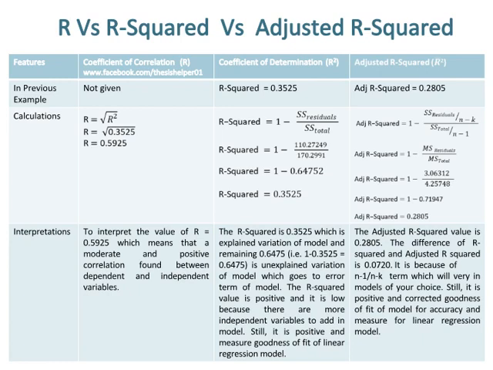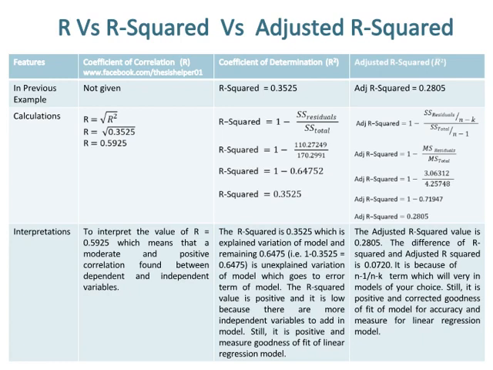0.3525, which is the explained variation of the model, and the remaining 0.6475 is the unexplained variation of the model, which goes to the error term of the model. The R squared value is positive and it is low because there are more independent variables to add in the model. Still, it is positive and measures goodness of fit of the linear regression model.